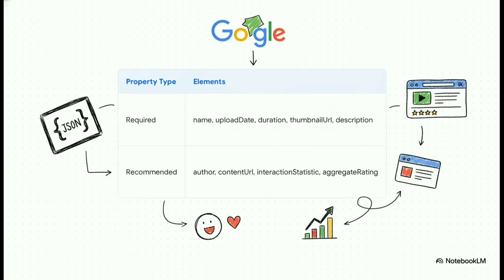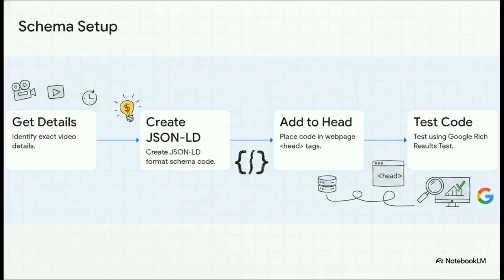To even be eligible for those eye-catching, rich snippets in search results, Google absolutely requires the top row: the name, upload date, duration, thumbnail URL, and description. But if you want to build real trust and drive engagement, you really must include the recommended properties below that: author, content URL, interaction statistics like view counts, and aggregate ratings. Let's move on and see how this builds a rock-solid technical foundation for your page.